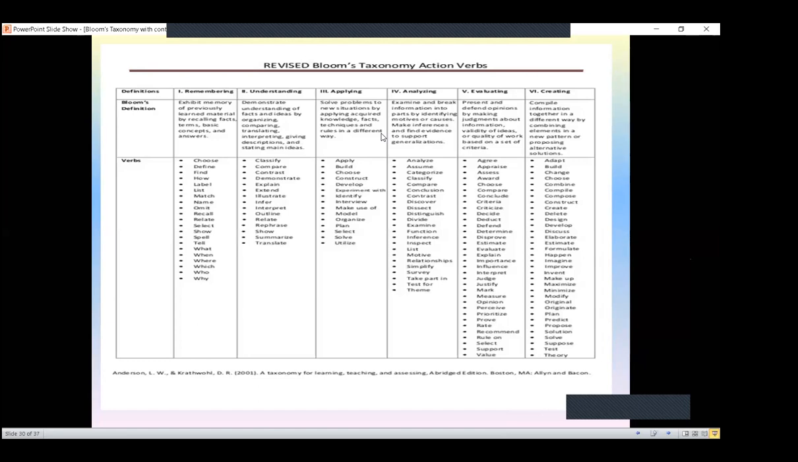So shall we try this? Can anybody try one or two questions based on these verbs? You can pick up any verb, and from your particular stream, you can frame one question. Anybody would like to try?